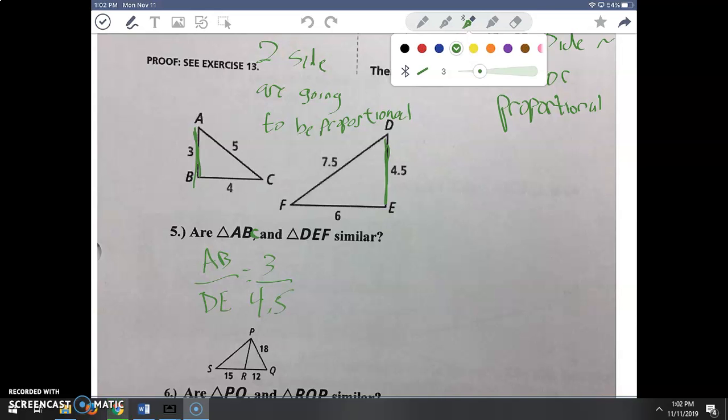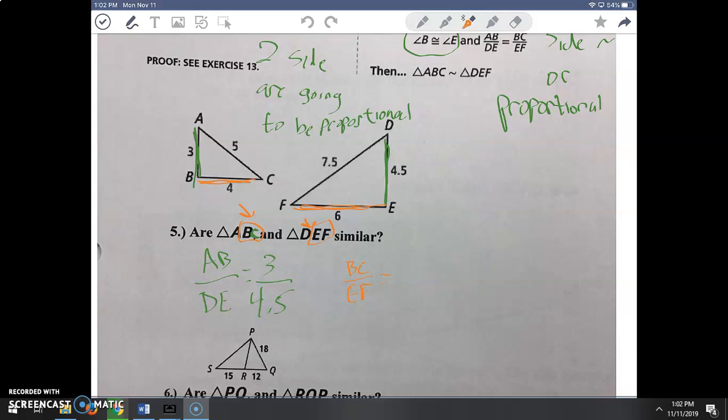Okay, so now let's take a look at another one. So we're going to do BC and FE, or EF. See, BC, EF, and I can even look at the way it's written to kind of tell me which one's going to be corresponding to the other. Okay, so we have BC over EF. So BC is going to be equal to 4 over 6. Okay, if we simplify that, that's 2/3.